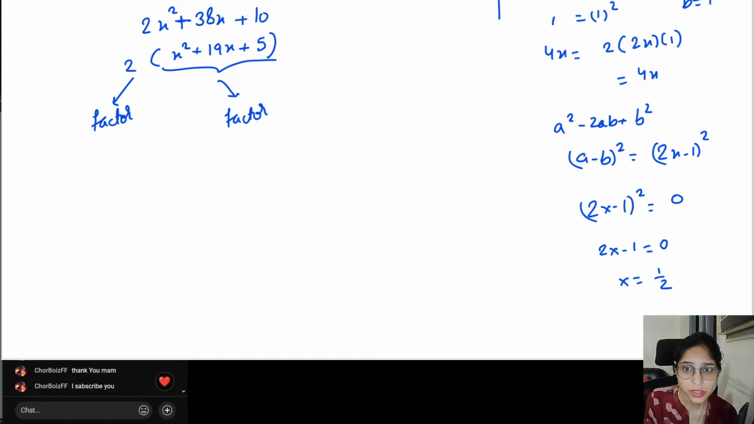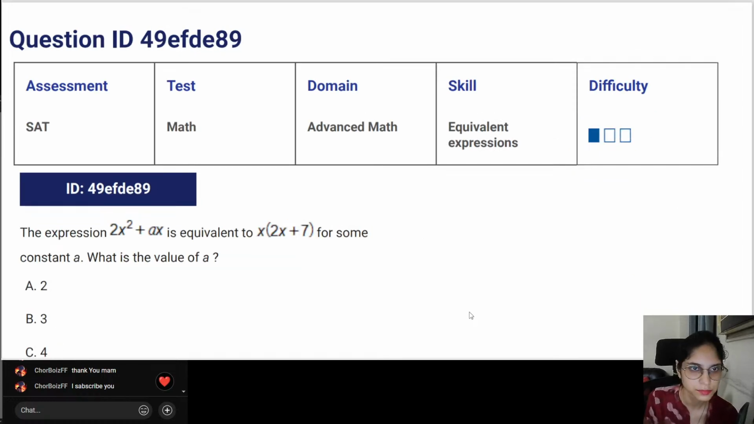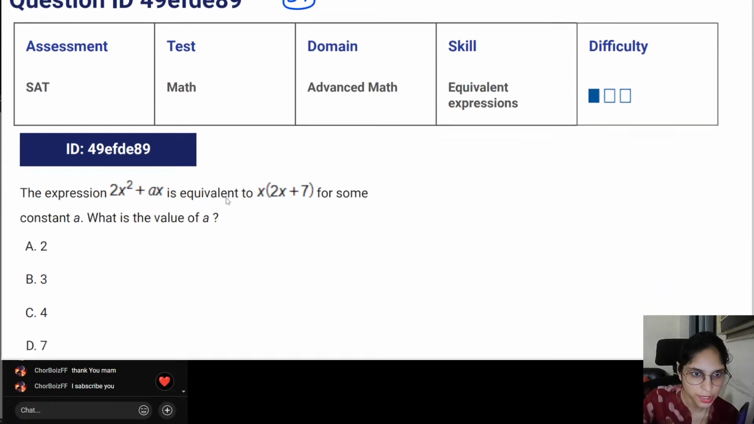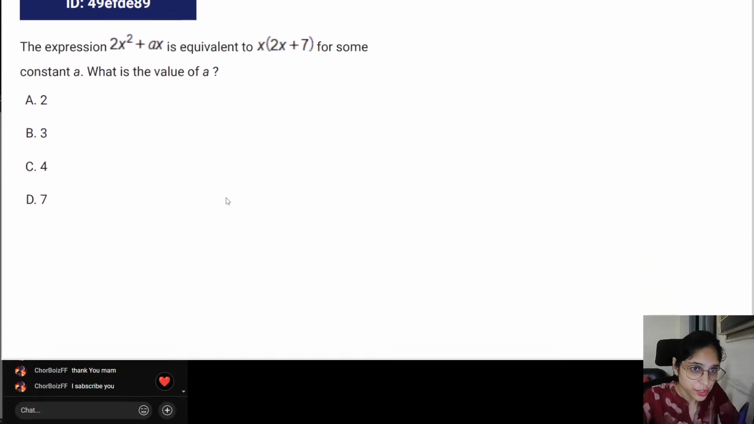Now the next question is 37. So this expression 2x squared plus ax is equivalent to x times 2x plus 7. So we're talking about equivalent expressions, and equivalent is a keyword that you will be seeing a lot. Equivalent means they are the same. So what is the value of a?